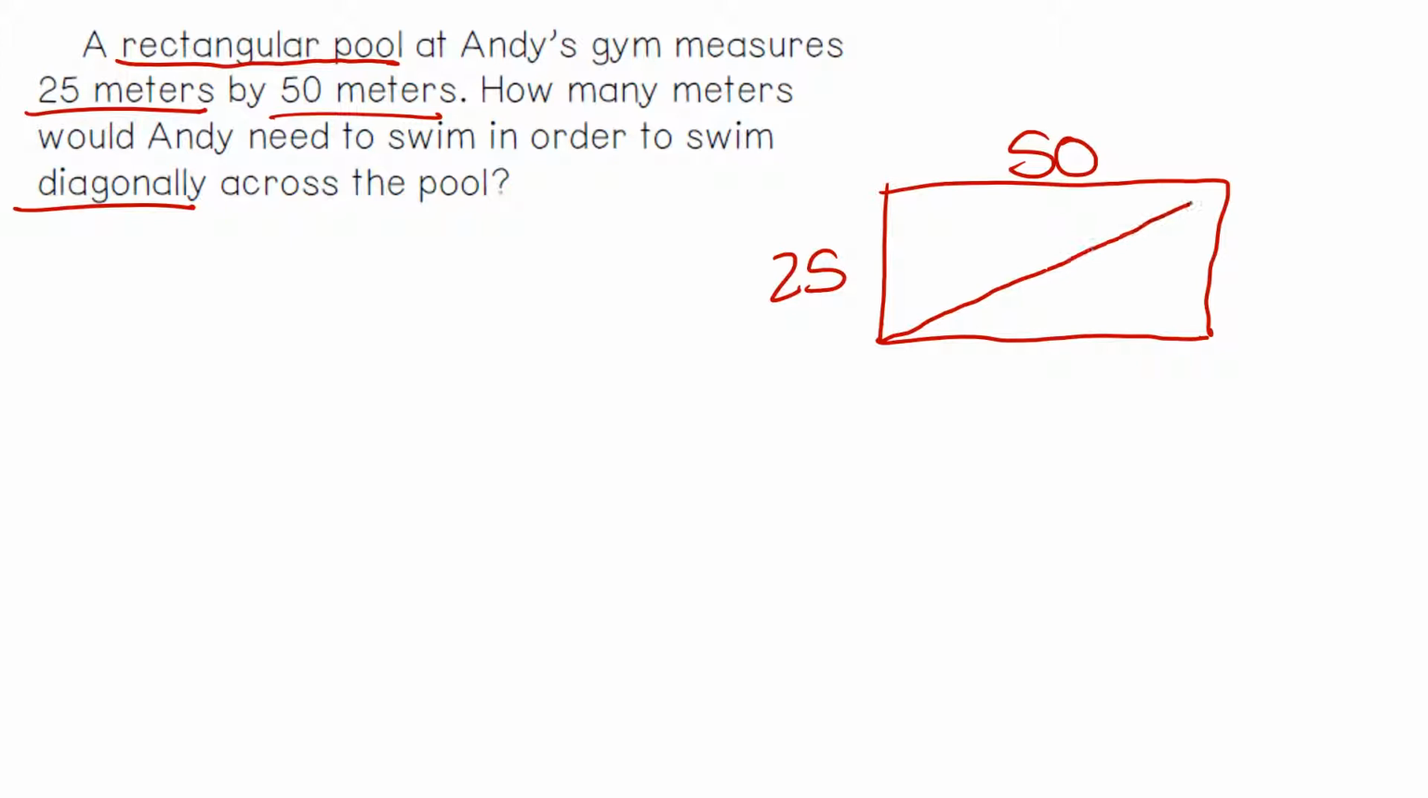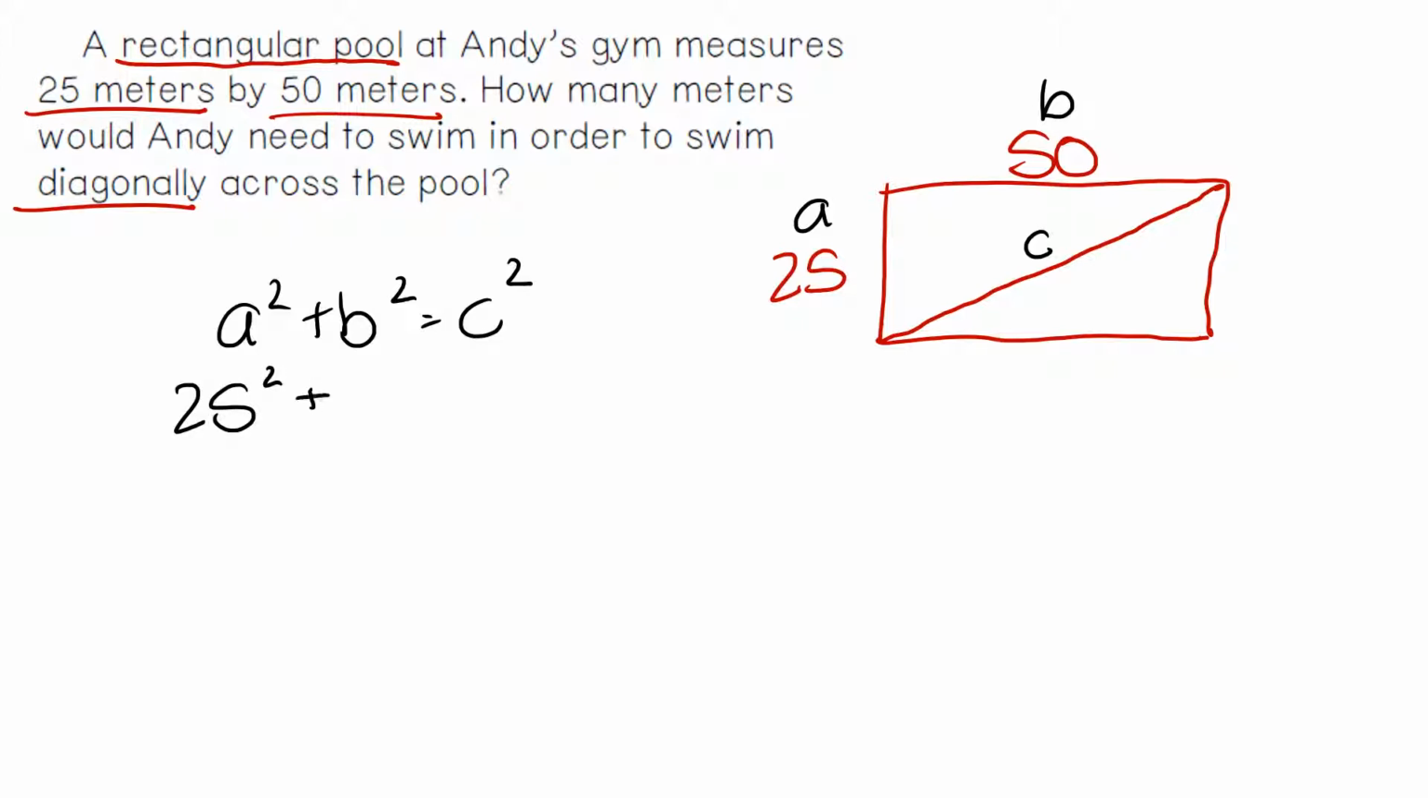So I'm going to draw my diagonal line. We label the 25 and the 50 meters. We drew the rectangle. We drew the diagonal. From here, we can use the Pythagorean theorem, a squared plus b squared equals c squared, to solve it. Remember, a and b are your legs, c is your diagonal line. So a is going to be 25, b is going to be 50, and c is unknown.